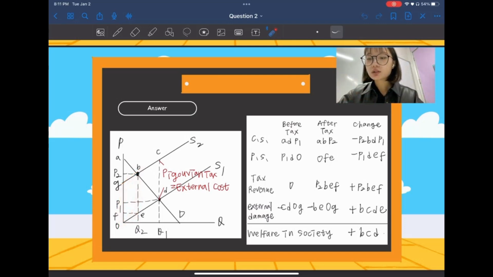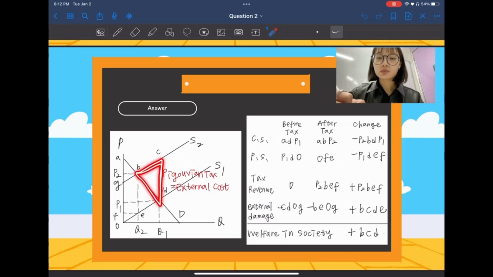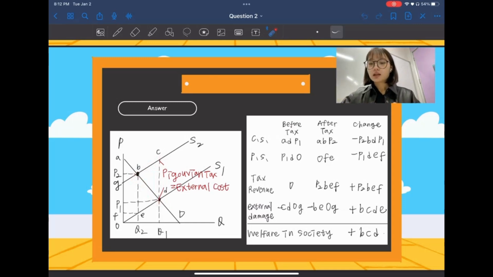So the total social welfare gain after taxing is BCD, as this calculation shows. As a result, the Pigouvian tax can create more efficiency because we have more social welfare, that is BCD. So the Pigouvian tax can create more efficiency in an economy.